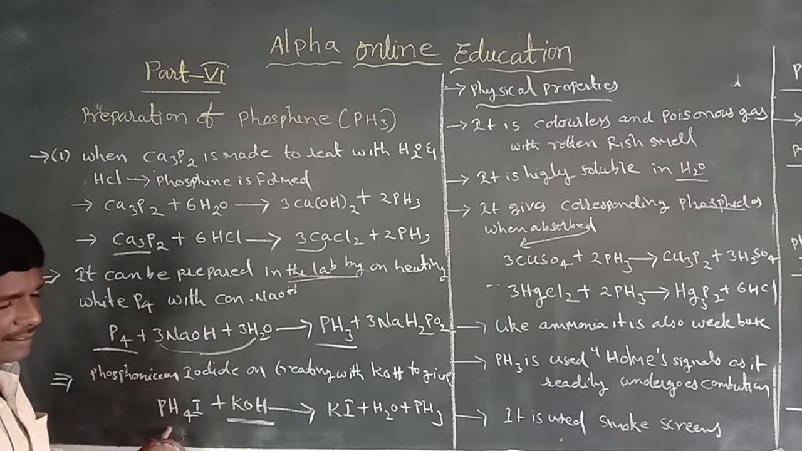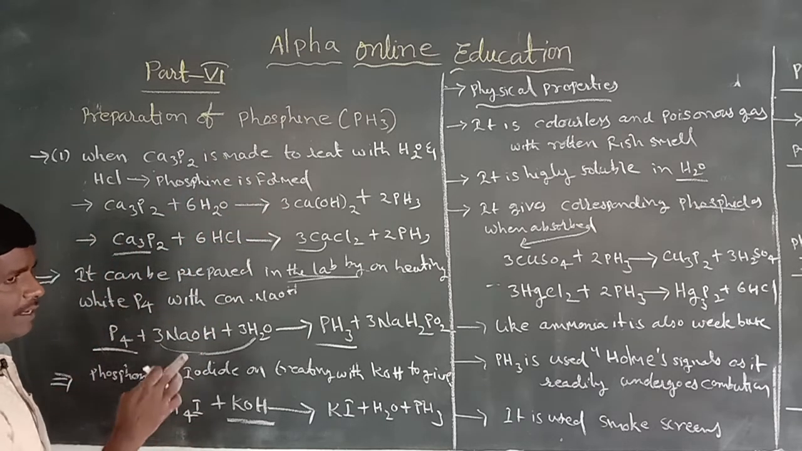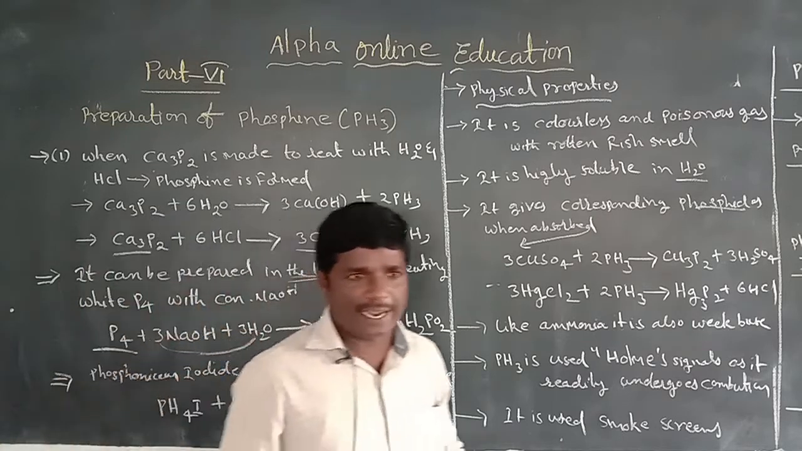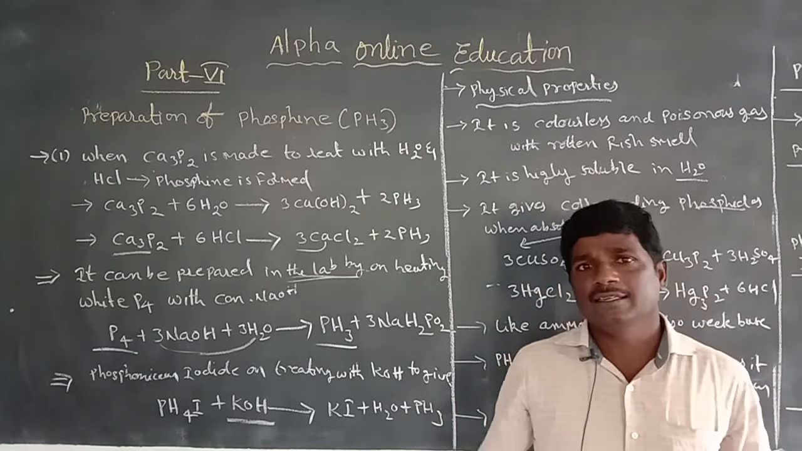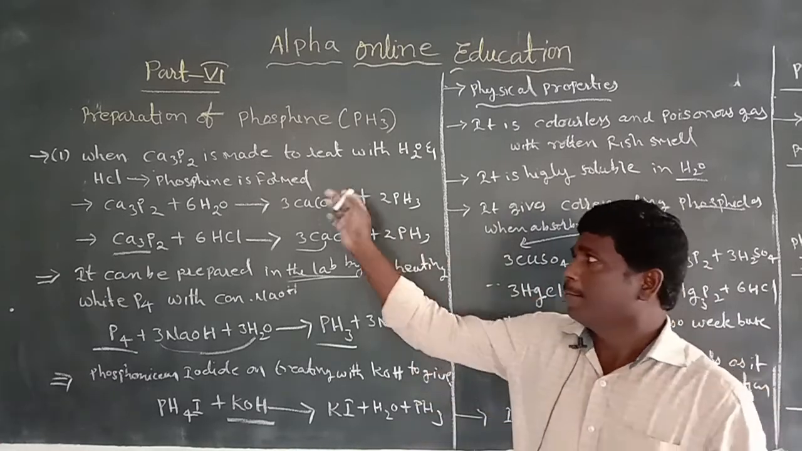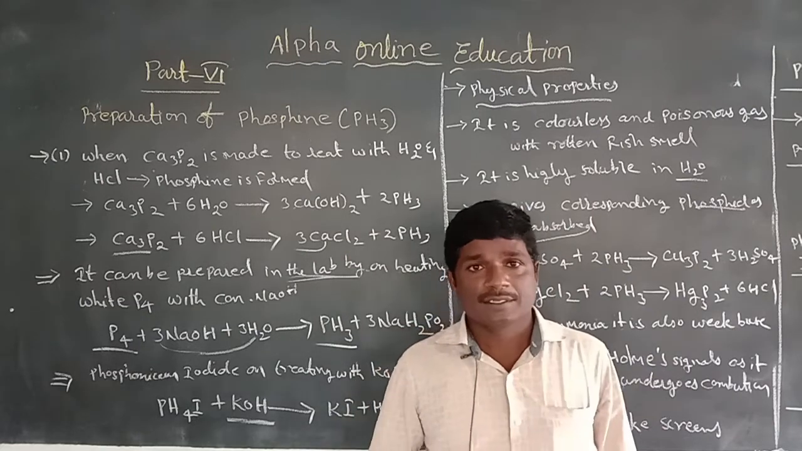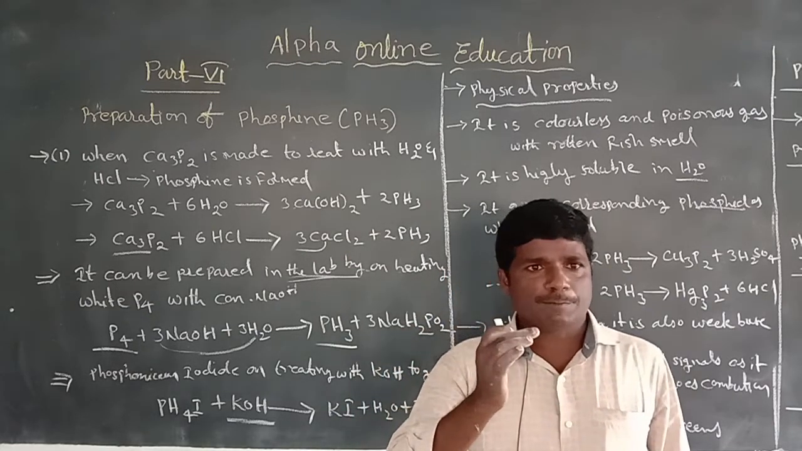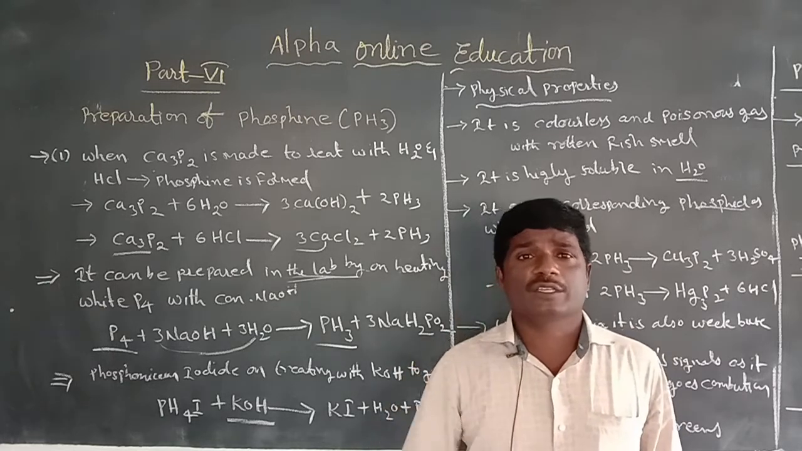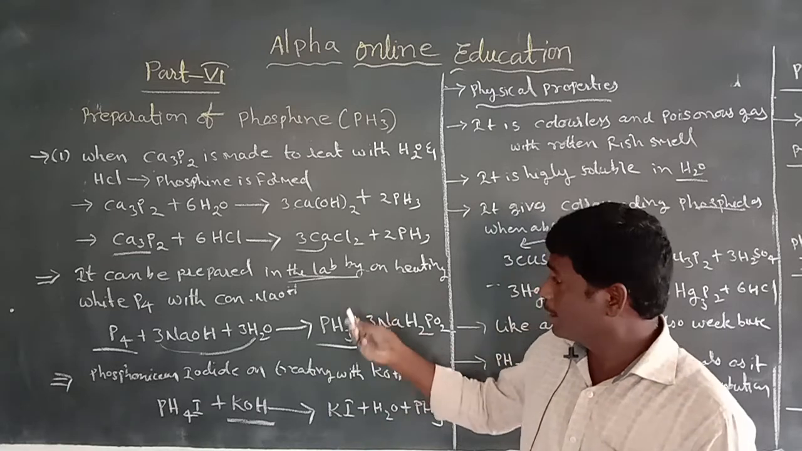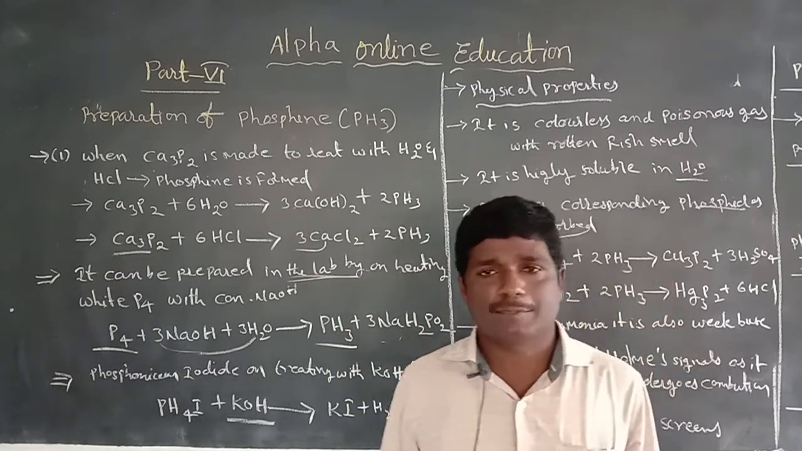In these reactions, phosphine is prepared in three ways. The first is calcium phosphide reacting with water and hydrochloric acid, forming phosphine. The second preparation is white phosphorus dissolved in concentrated sodium hydroxide solution, forming phosphine and sodium hypophosphite.